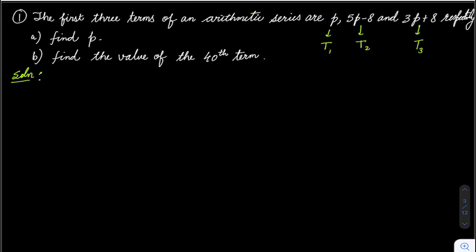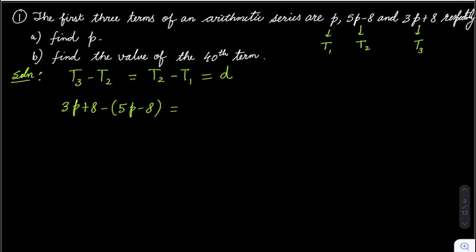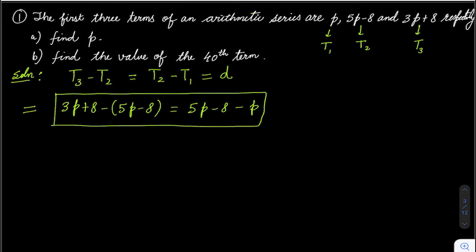Now we know in an arithmetic series, the difference between consecutive terms is always the same. So I can say T3 minus T2 will be equal to T2 minus T1, which is basically D, our common difference. So T3 is 3p plus 8 minus T2, which is 5p minus 8, equals T2, that is 5p minus 8, minus T1, that is p. So this should be equal to this if this is an arithmetic series.